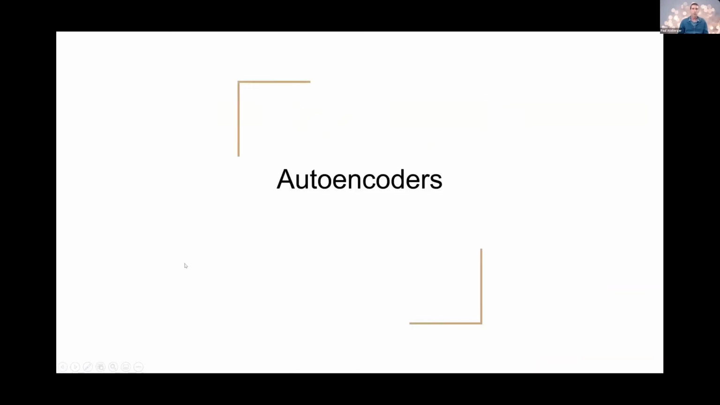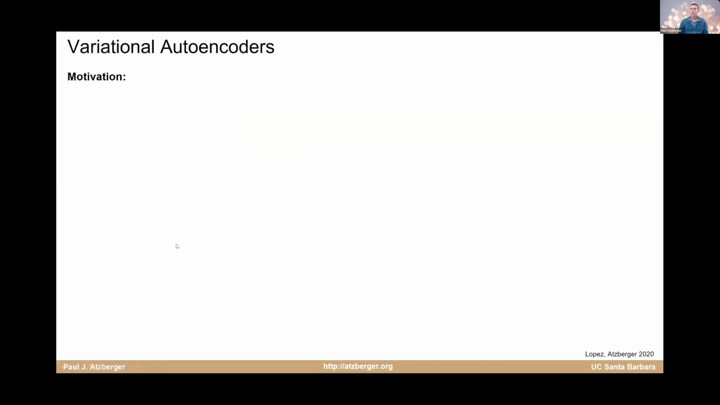Okay, so let me talk about autoencoders. The idea here is we might not know a lot about the structure of the underlying dynamics, and what we want is a low-dimensional representation of that.